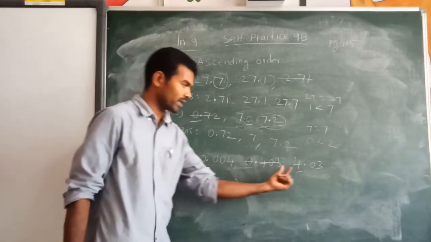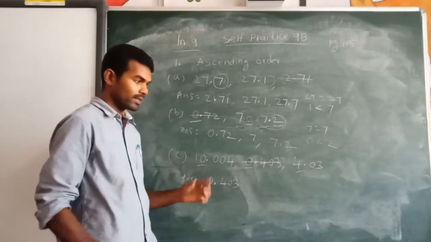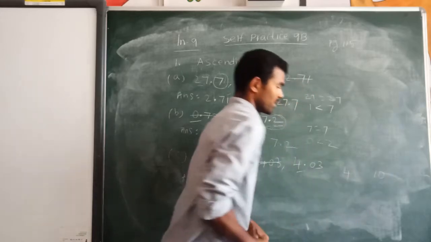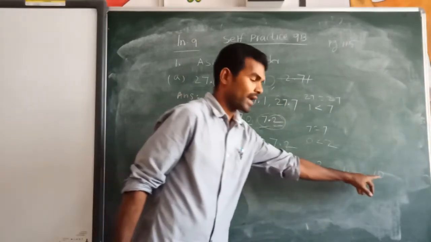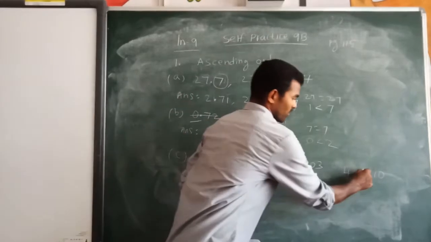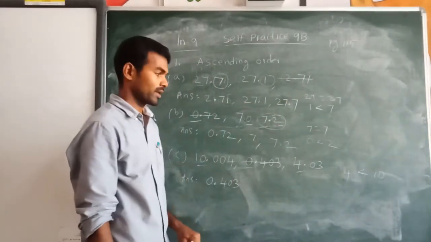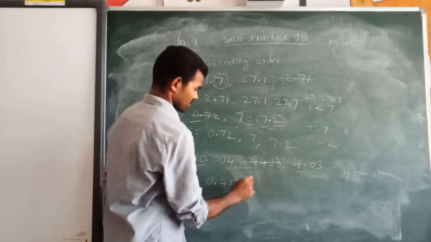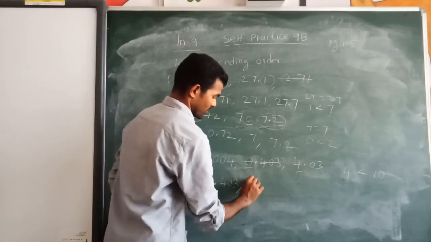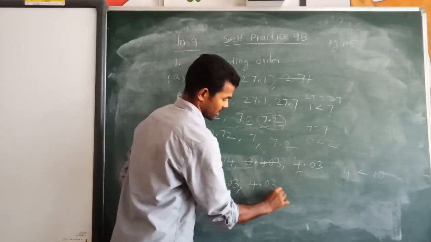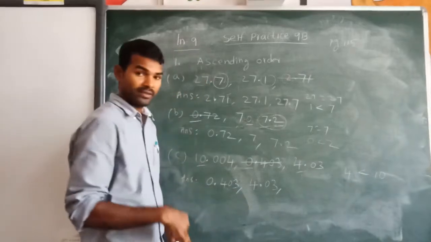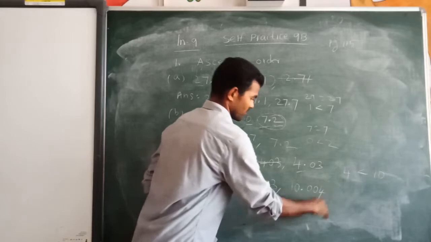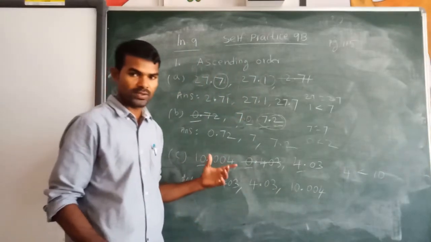What is the small number here? Just compare the whole number. Here is 4 and here is 10. So we know 4 is small and 10 is big. So that means the next small number, you have to write this number: 4.03. Yes. So what is the biggest number? 10.004. Hope children you understood this concept.